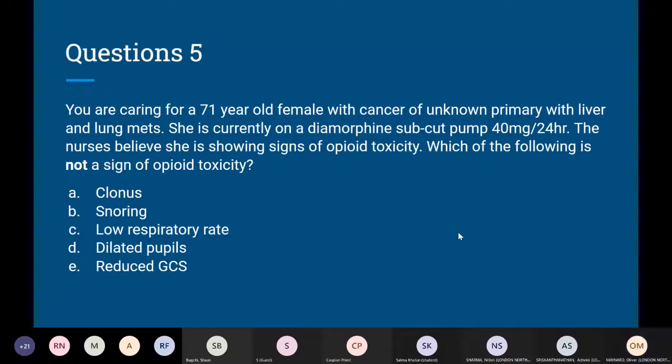Question 5. You are caring for a 71-year-old female with cancer of unknown primary with liver and lung metastases. She's currently on a diamorphine subcut pump, 40 milligrams per 24 hours. The nurse believes she is showing signs of opioid toxicity. Which of the following is not a sign of opioid toxicity? Clonus, snoring, low respiratory rate, dilated pupils, or reduced GCS?